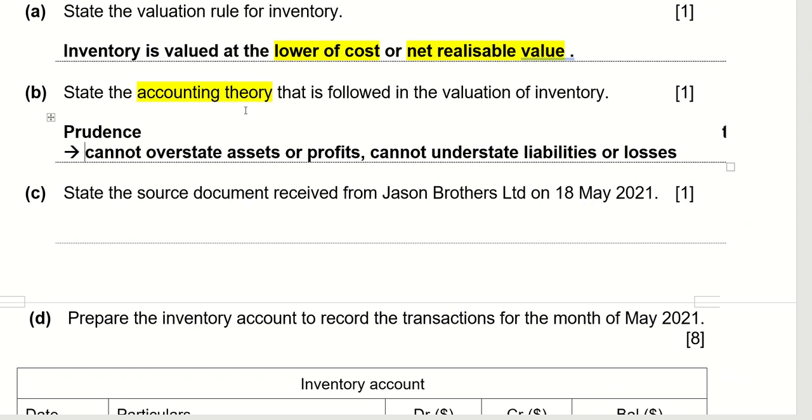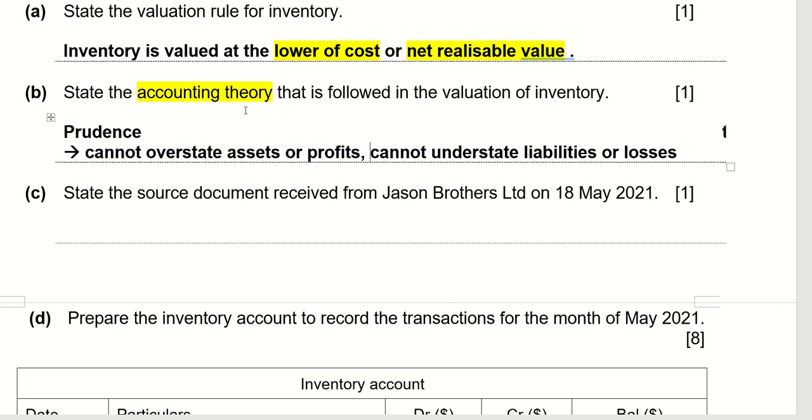What does cannot overstate assets or profit mean? It means that if your assets are only worth $800, you cannot say that it's worth $1,000. You cannot give a higher value than what it really is worth. Or if you earn a profit of only $800, you cannot say that you earned a profit of $1,000. That is overstating your profit. You're saying you earned a higher profit than what you actually earned.